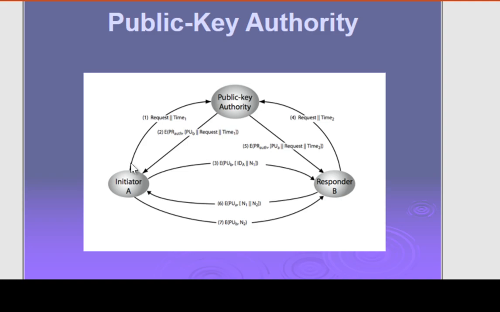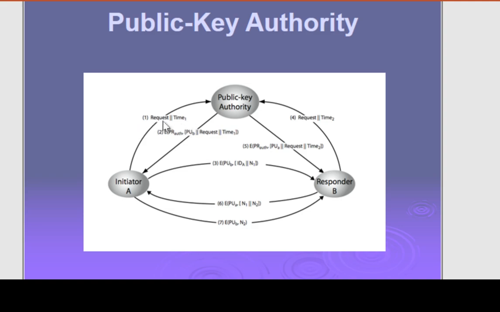Initially the sender, or the initiator, will request. So he sends a request, and he also appends the time, because he sends many requests. The initiator A not only sends one request, he sends many requests to the public key authority, because for communicating with B he sends one request, and for communicating with C he sends another request. For each and every user he wants to communicate with, he sends different requests. So to know the difference of each request, he appends the timer.